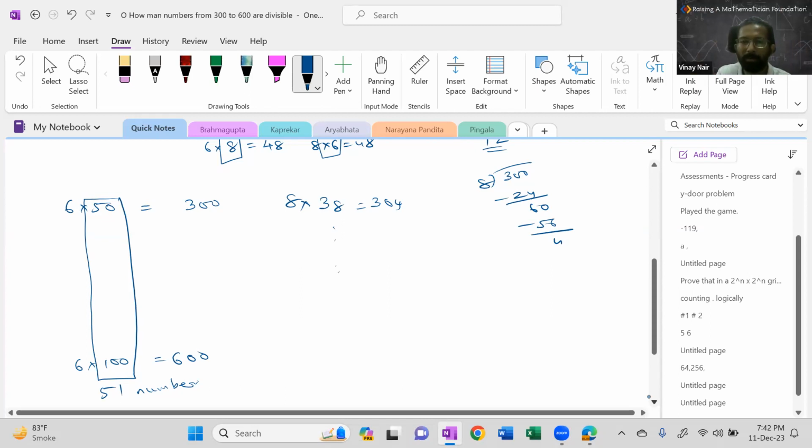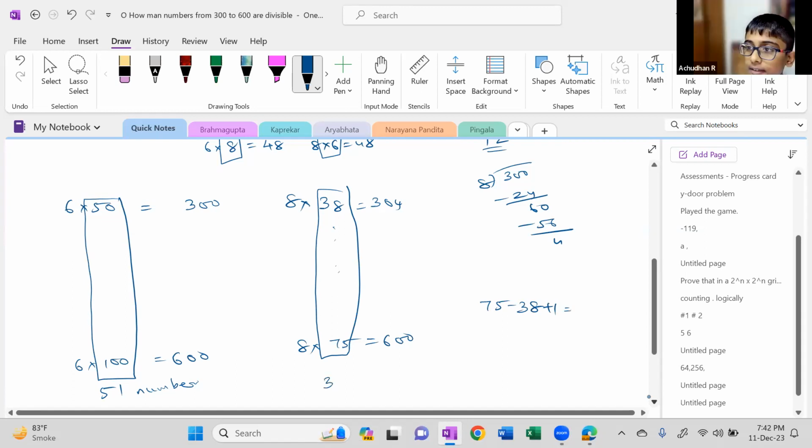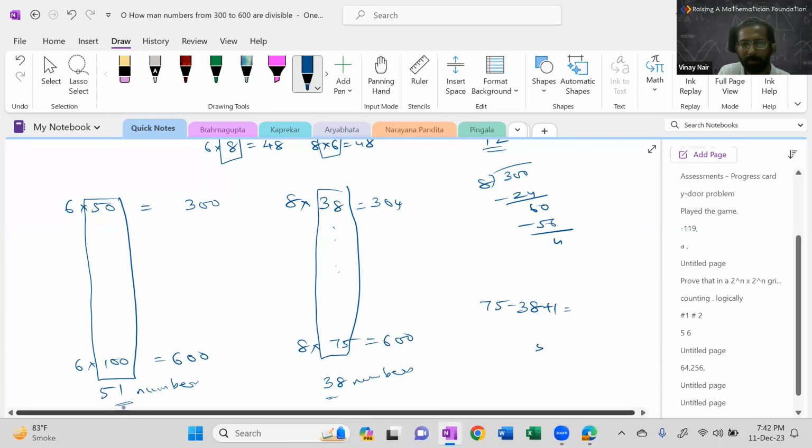And if you do 600 divided by 8, it goes in exactly, 8 times 75 is 600. So 38 to 75. I hope all of you know how to calculate this: we can do 75 minus 38 plus 1, which gives me 38 numbers. So there are 51 numbers which are multiples of 6 and 38 numbers which are multiples of 8. 51 plus 38 gives me 89. What should I do now, Achyutan?